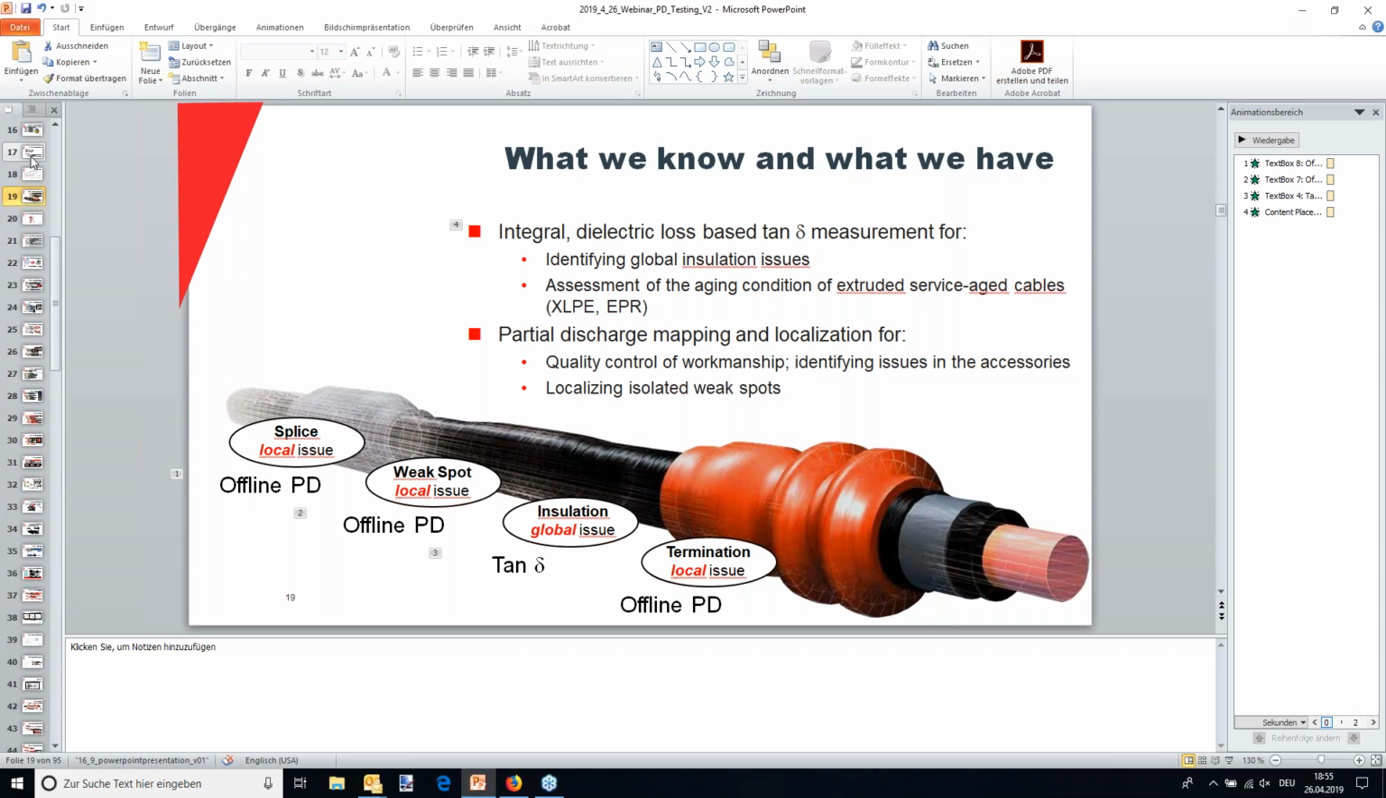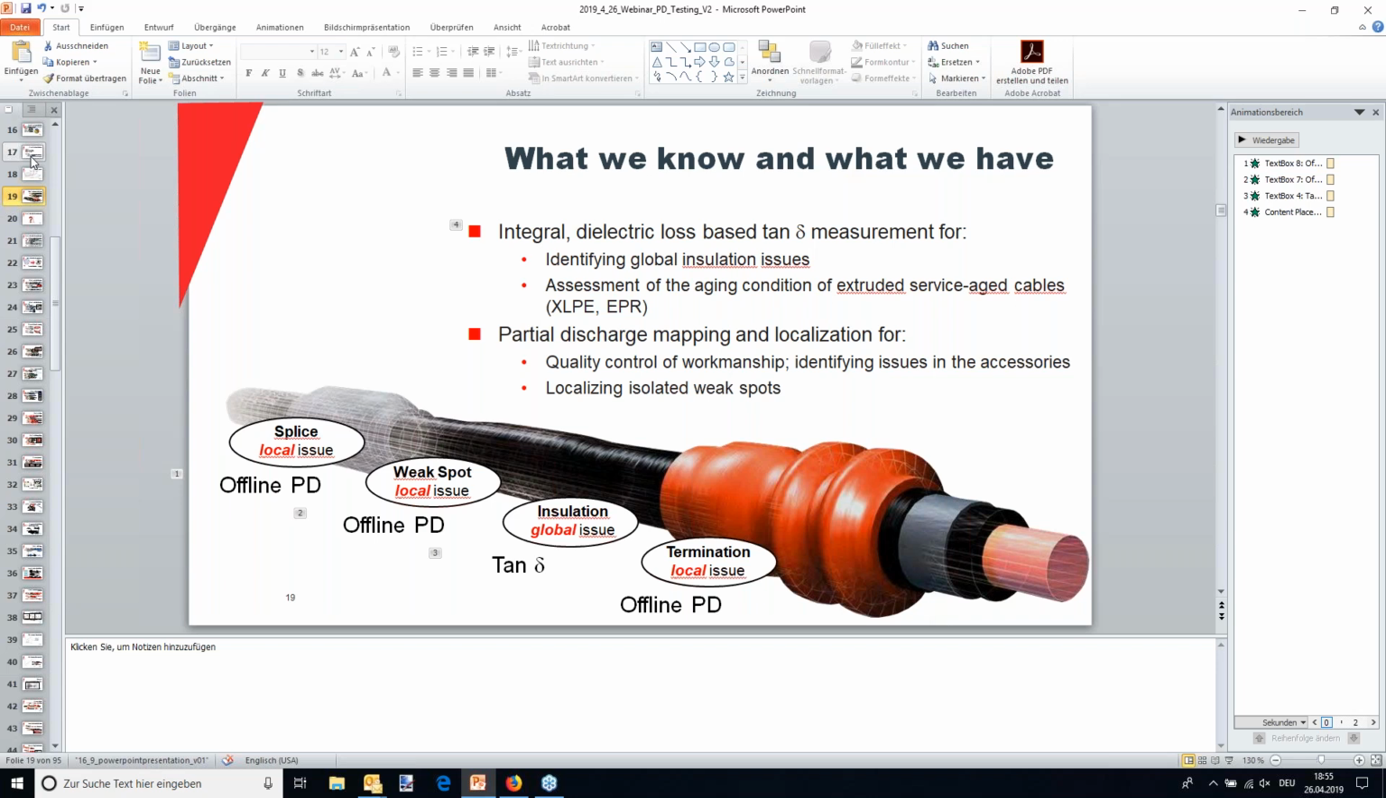You might see corona a lot from your connection point because it's not yet installed with accessories. But in the cable itself, on the PD test, you don't expect to see much. It doesn't have water trees, so no electrical trees from the aging, and it should not have anything in there.